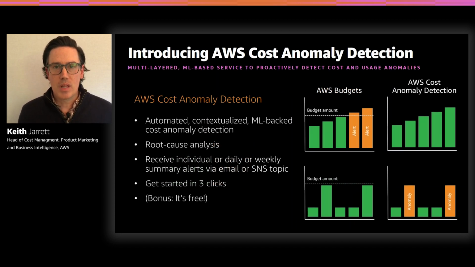In September, we launched AWS Cost Anomaly Detection, which I'm really, really excited about. Anomaly detection is a machine learning backed service that will help proactively detect cost and usage surprises that are contextualized for each and every customer based on your own spending patterns. And to make the alerting capability even more impactful, each alert comes with its own root cause analysis to provide you with a roadmap for how to go resolve the issue.